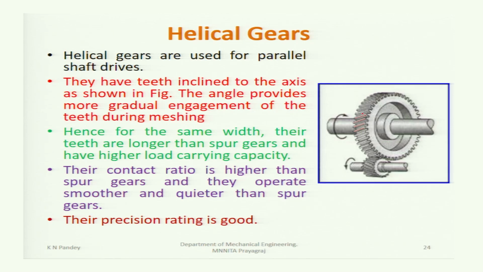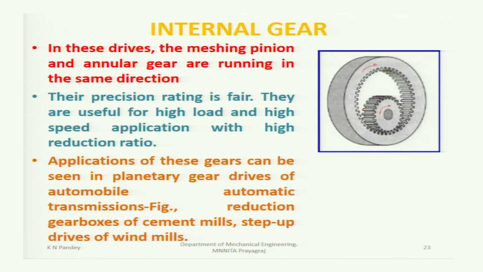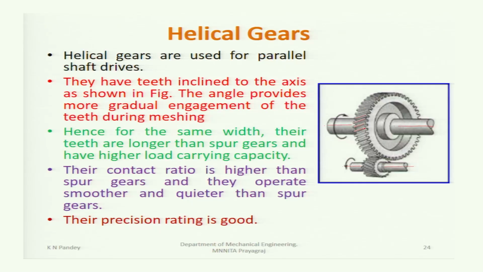Well, now in this case also the axes of the shafts will be parallel, and so they are used to transmit power between parallel shafts. They have teeth inclined to the axis as shown in this figure. The angle provides more gradual engagement of the teeth during meshing. That means in the case of spur gear, the contact is sudden and all along the width of the teeth. But in the case of helical gear, the gradual contact will be there.